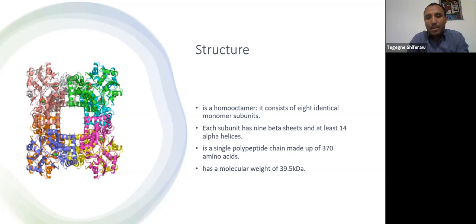The enzyme is made of a single polypeptide chain, and that chain consists of 370 amino acids, and they all make up around 40 kilodaltons. As we know, one amino acid weighs 110 daltons. If we round it to 100 daltons, and 370 amino acids to 400, 400 times 100 is 40,000. That's the molecular weight of the enzyme.